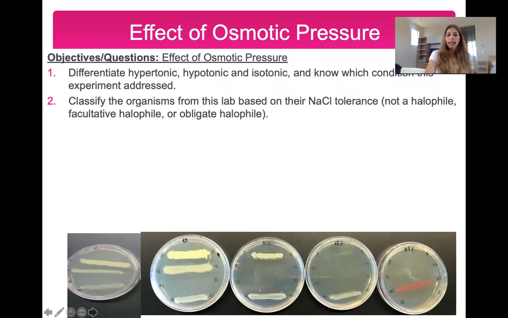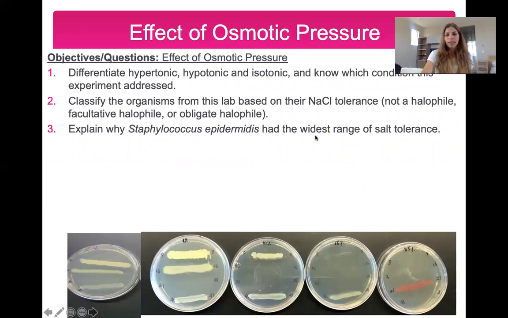Classify the organisms in lab. So we just went through all the organisms. We looked at Bacillus subtilis, which was the first one. We looked at E. coli. We looked at Halobacterium salinarium and Staphylococcus epidermis. So based on looking at these plates, I determined that Bacillus subtilis and E. coli were not halophiles. Halobacterium salinarium, which only grew at high salt concentrations, I'm going to classify as an obligate halophile. And for Staphylococcus epidermis, which is this last streak, it grew on all of these plates except 25%, so I will classify it as a facultative halophile.